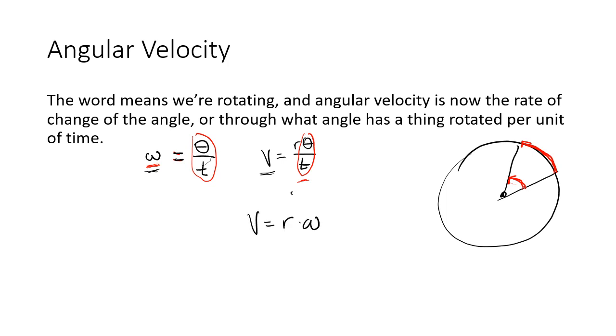Now, of course, if I was interested in finding omega and I was given linear velocity, I would just rearrange this equation and say that omega is equal to v divided by r. Okay, so this doesn't seem significant, but it's actually very powerful math. It's a very powerful relationship.